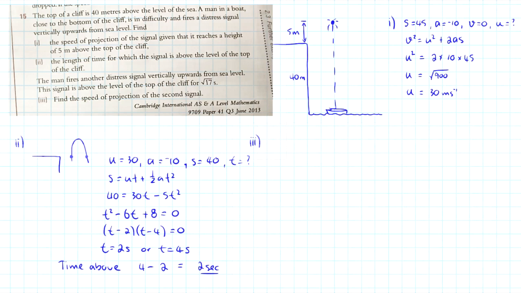Part 3 has got just a little bit more complicated. It's now saying it's root 17 seconds above the top of the cliff, which is 4 point something. And we just worked out it was 2 seconds above, so obviously it has to be faster than the 30 meters per second that we had before. At least that gives us something that we're aiming for. We can check with our answer.